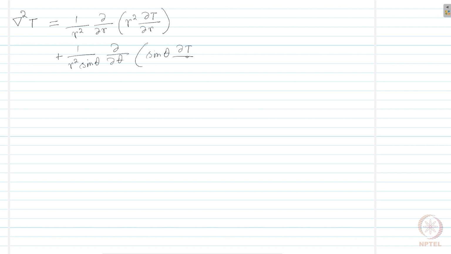After this we will have to give the expression for Laplacian, that is del squared in spherical coordinate system. Let us consider a scalar field T on which this del squared is applying. So, we can write it as 1 over r squared del del r of r squared del T del r plus 1 over r squared sine theta del del theta of sine theta del T del theta plus 1 over r squared sine squared theta del squared T del phi squared. This is the expression for the Laplacian operator del squared in spherical coordinate system.